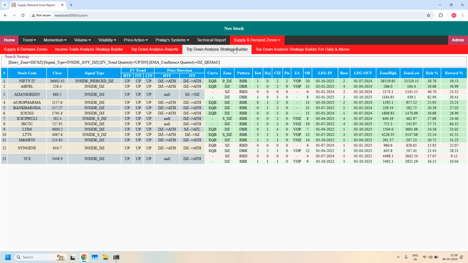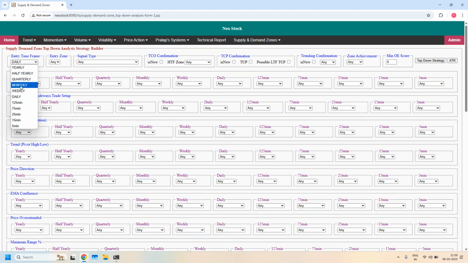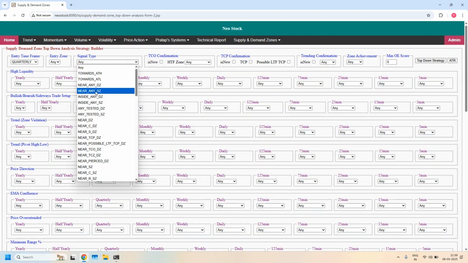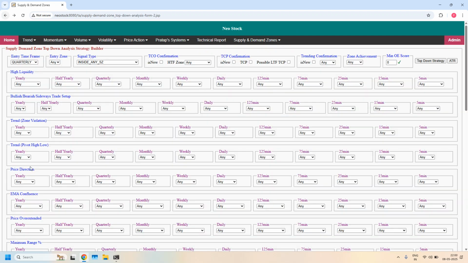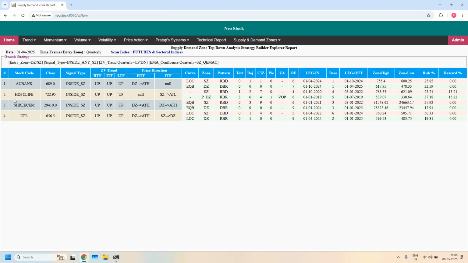Okay, next quarterly time frame, price closed inside the quarterly supply zone, we got 11 stocks. Out of these 11, how many quarterly supply zones are having EMA confluence. Quarterly supply zone with quarterly EMA, and also trend on the quarterly should not be sideways. It can be up or down. We got 4 stocks.